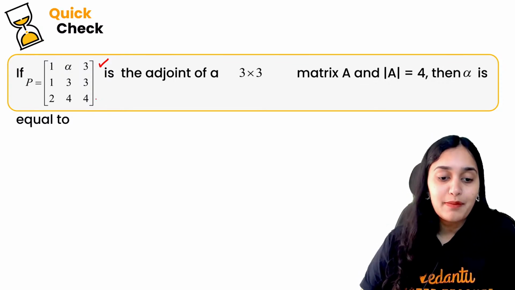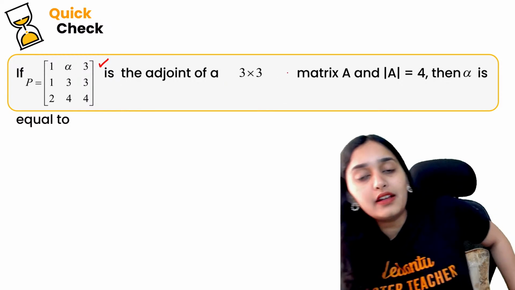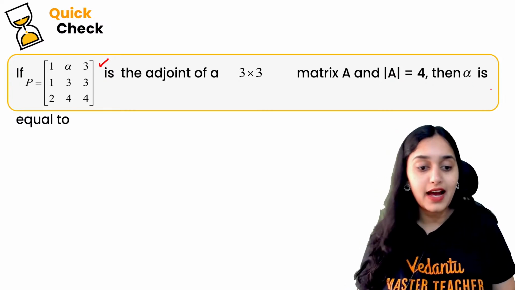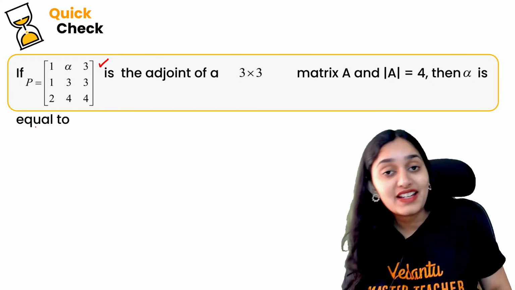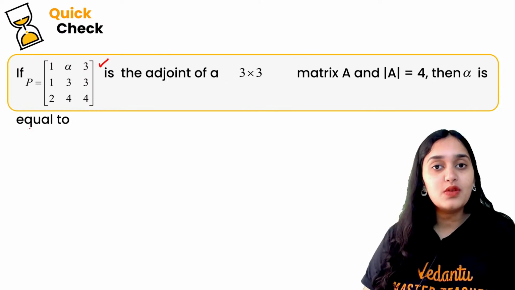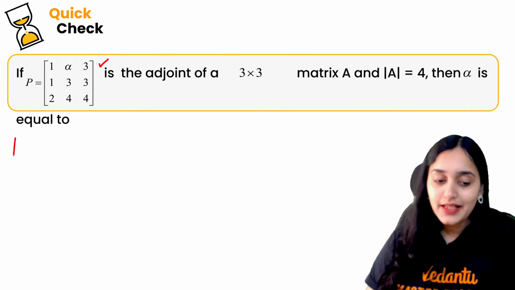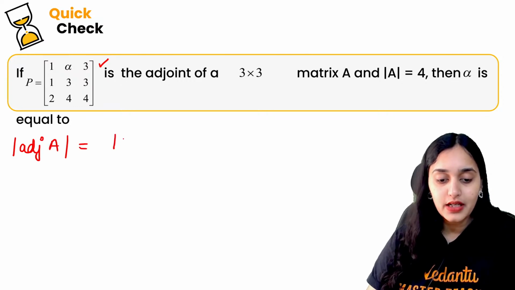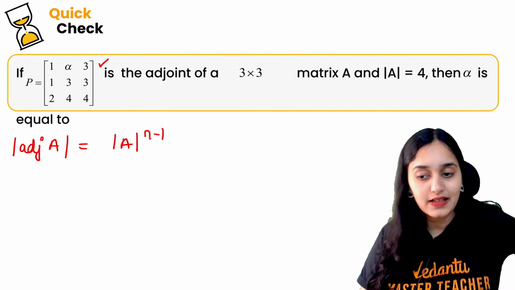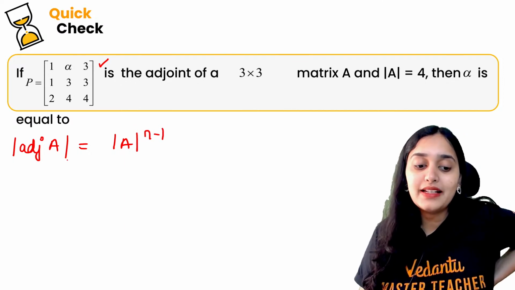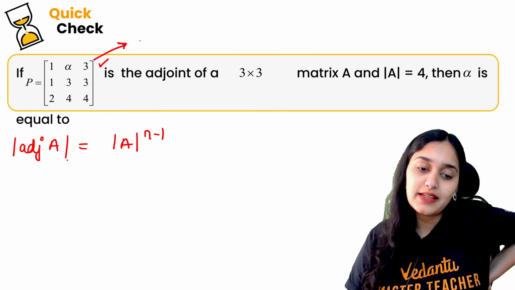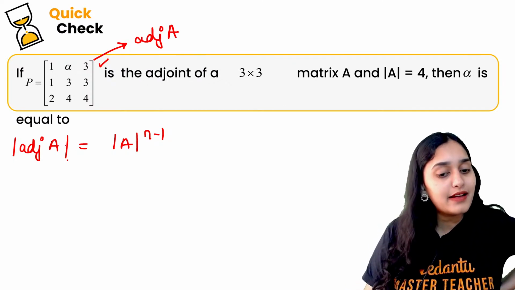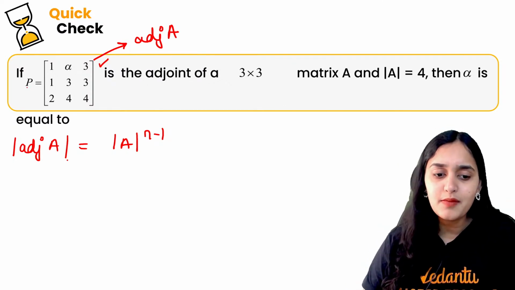If this is a P matrix, it is the adjoint of a 3 cross 3 matrix A, and determinant of A is 4, then alpha is equal to what? Now here we are going to use the formula: determinant of adjoint of A is equal to determinant of A to the power of n minus 1. Now what is determinant of adjoint of A? This is basically the adjoint of A matrix. How will you find the determinant of this matrix? Just how we normally find determinant, right?